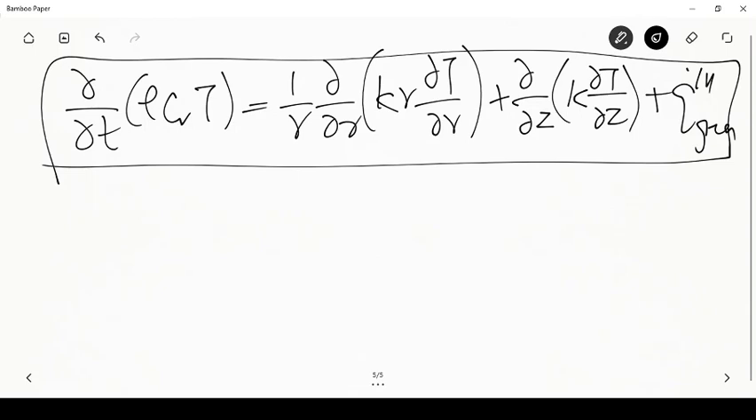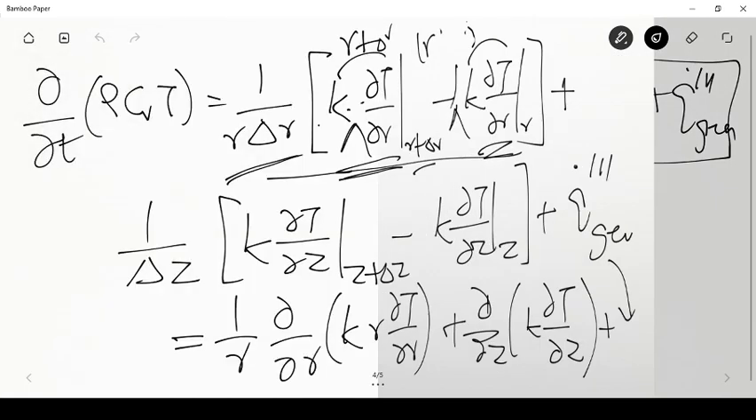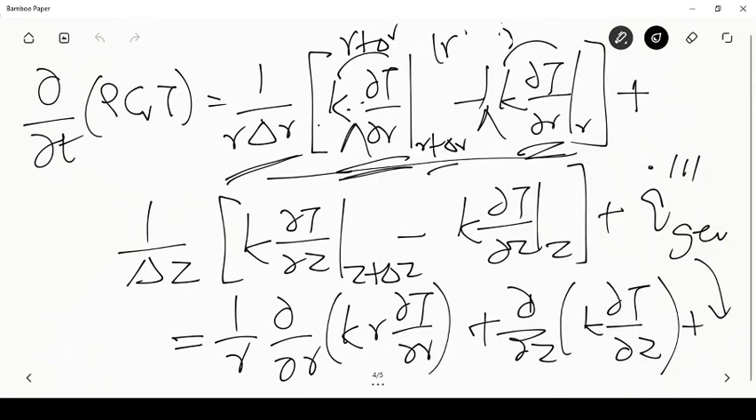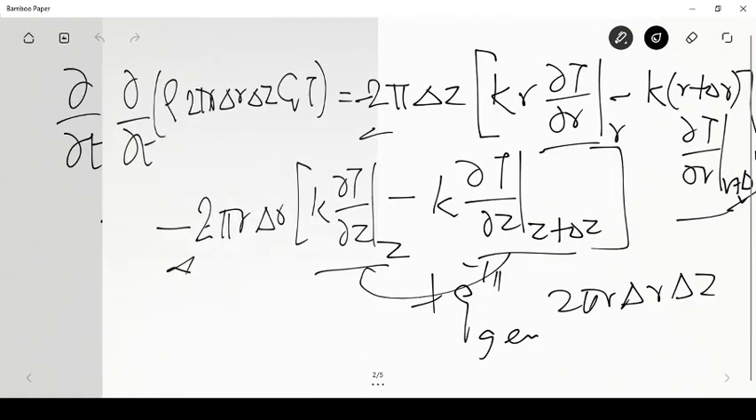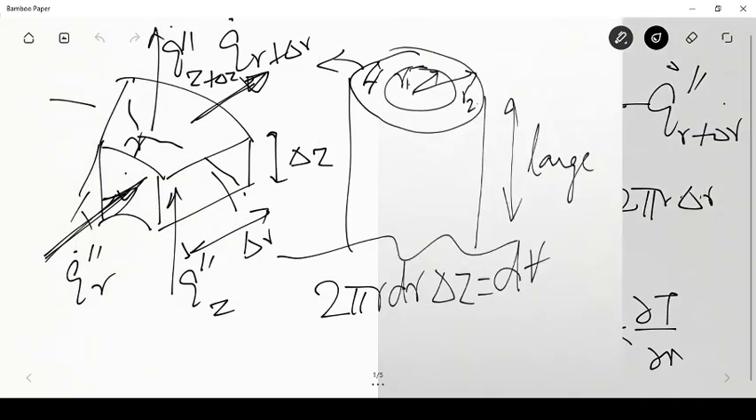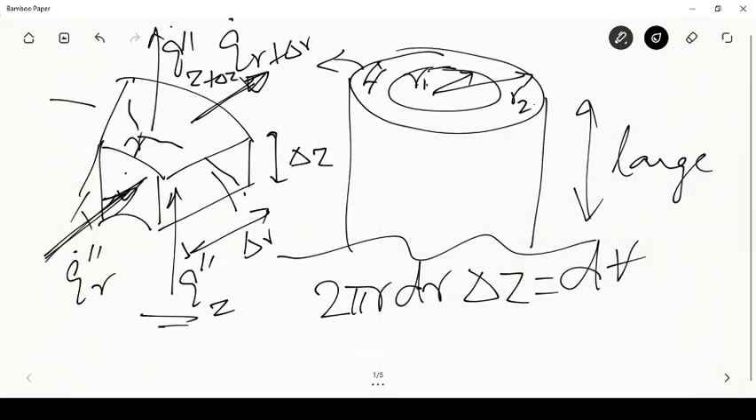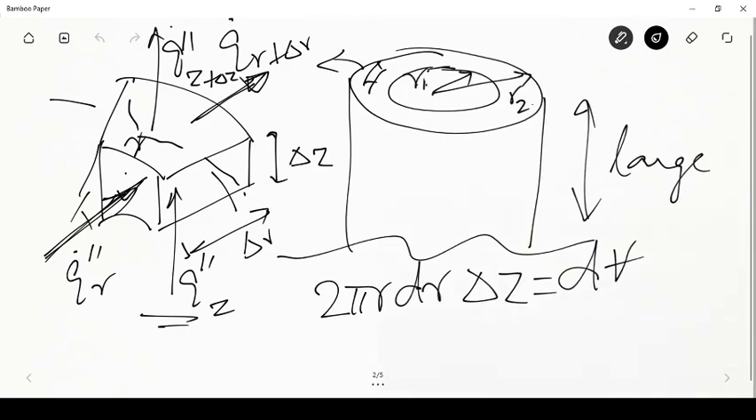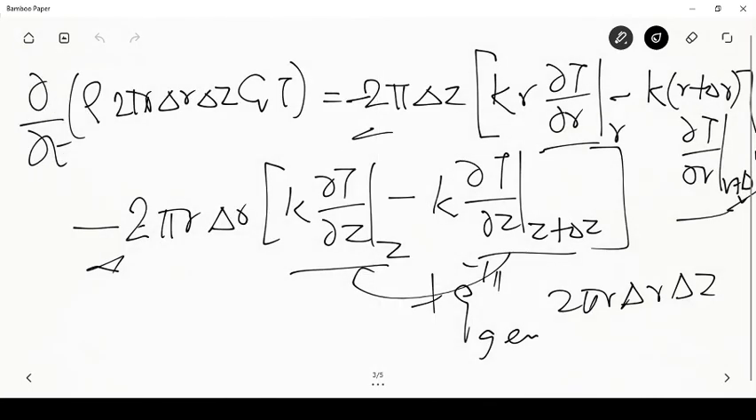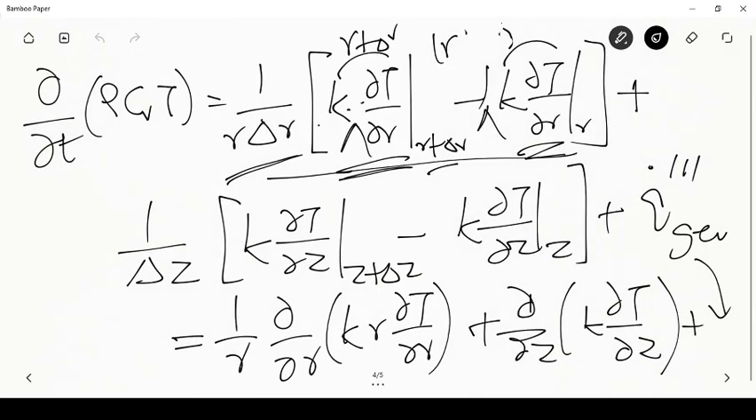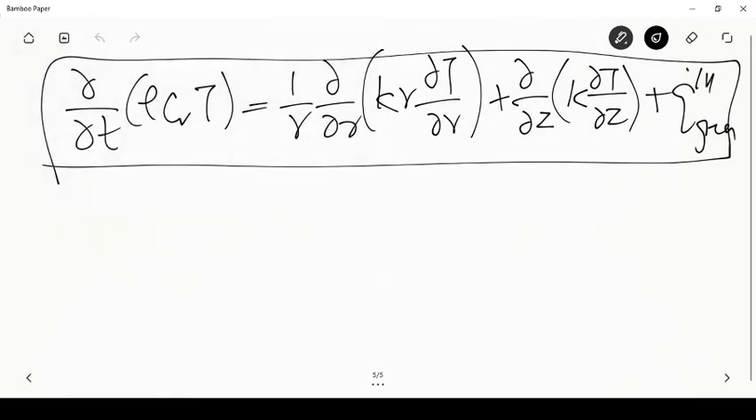Had you looked at the variation in the theta direction as well, when you looked at this control volume, if you also looked at the theta variation, then you would have got del by del theta, which will be the complete three-dimensional equation. Okay, so now we have a two-dimensional equation.